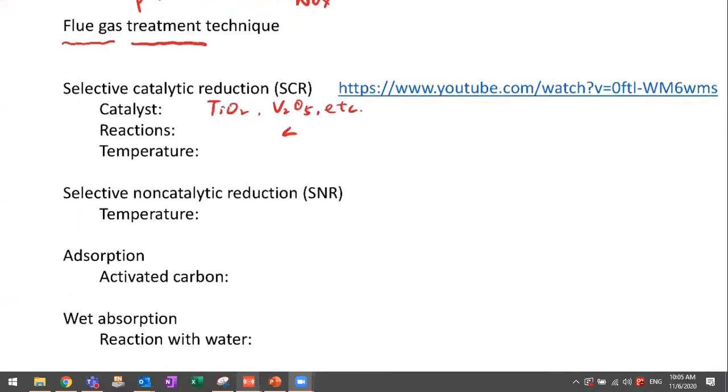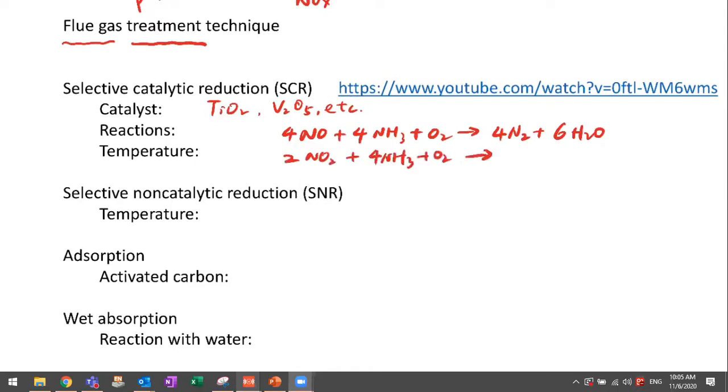In terms of the reaction, that's going to be 4NO plus 4 ammonia and oxygen, and you're going to form 4 nitrogen and 6 water and 2 NO2. Okay, so basically with this method, we're combining the NOx and ammonia to form nitrogen here. So we get rid of the problem of the NOx. This is what happens in the flue gas treatment.